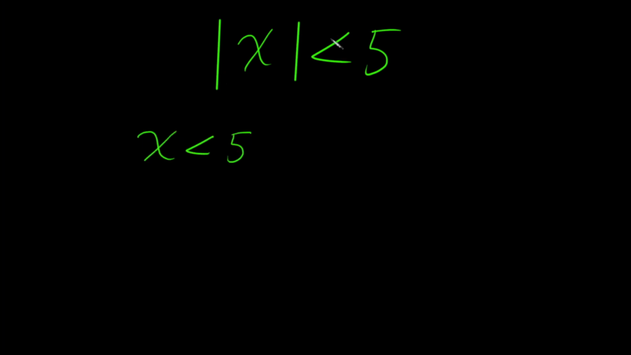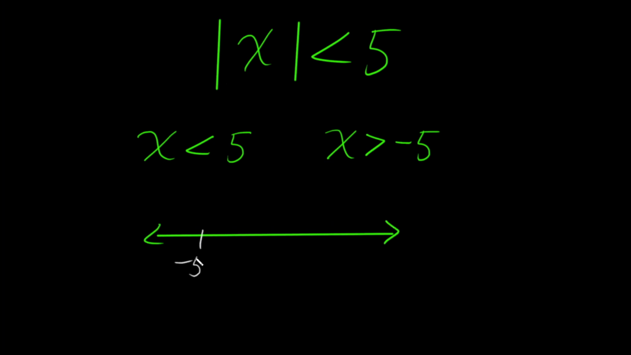For the second one, we need to flip the direction of the inequality and make the entire other side a negative. Therefore, x is greater than negative 5. Let's graph this on the number line. I'm going to plot negative 5, positive 5, as well as 0.